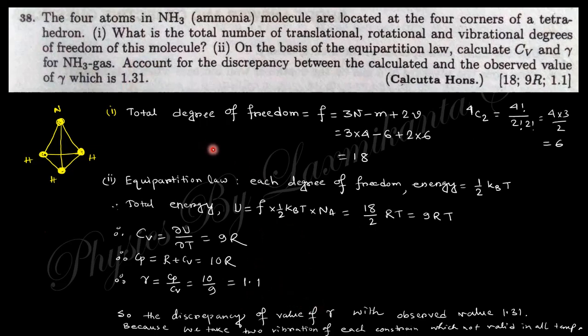value is 1.1. The discrepancy arises due to the vibrational modes. Actually we take two vibrational modes for each constraint, but that is not equally distributed for every atom. That's why, because this is N and these are 3H, and since these are not symmetric, this is not taken like this. So there is a problem in counting the degrees of freedom in the case of an asymmetric molecule. That's why the difference arises, due to the consideration that vibrational modes contribute equally for each atom, right? I think that's clear. Go to the next one.